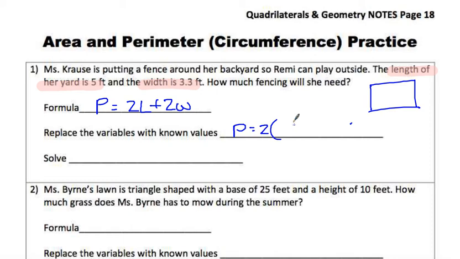So 2, that's an L, plus 2, this one will be a W. The length is 5, the width is 3.3. Go ahead and solve that. Get an answer for me. You should have got an answer of 16.6 feet. Just plain feet, because there's no area. Okay? I want you to try 2, 3, and 4 on your own. Unpause the video when you're ready to see the answers.